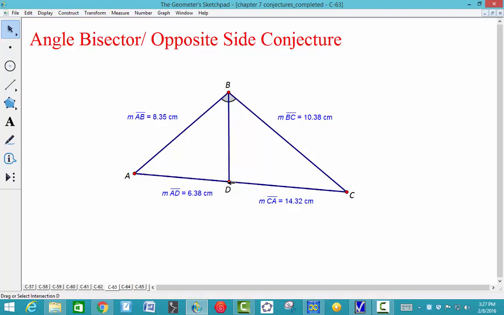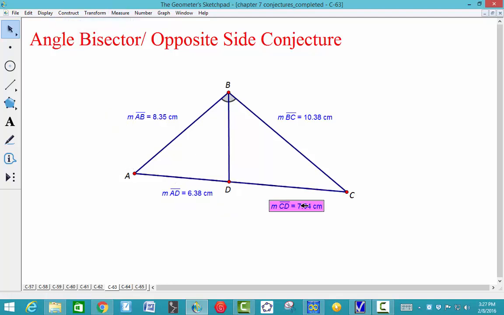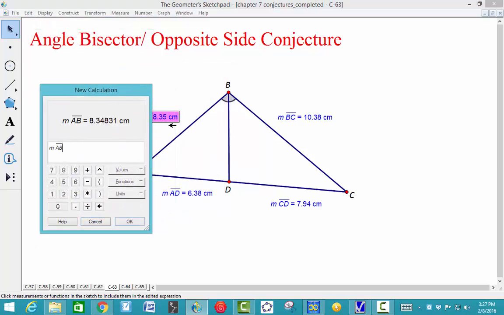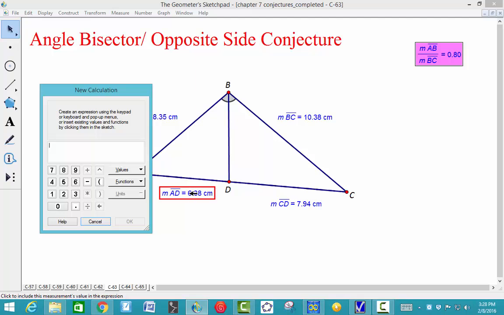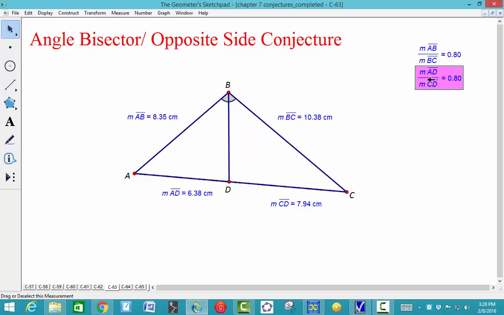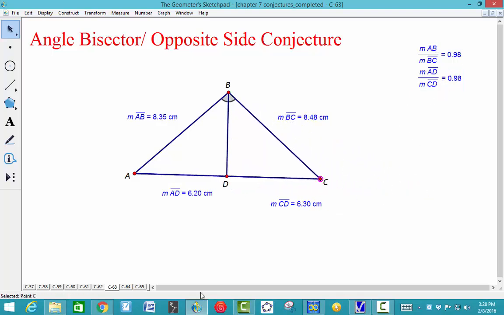So I have the measurement of segment AD, and this should read the measurement of segment CD. So I'm actually going to highlight this and delete it, and we are going to measure the length of segment CD. And what we're going to find when we calculate our ratios is the ratio of the sides forming the angle will be the same as the ratio that the opposite side is divided into. So no matter how the triangle is moved, those ratios maintain.